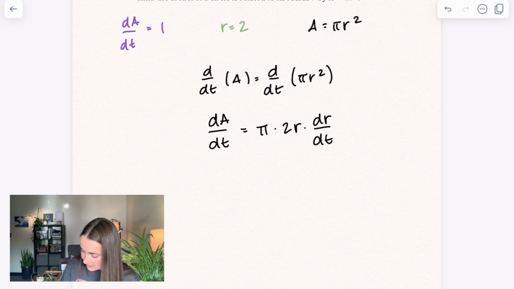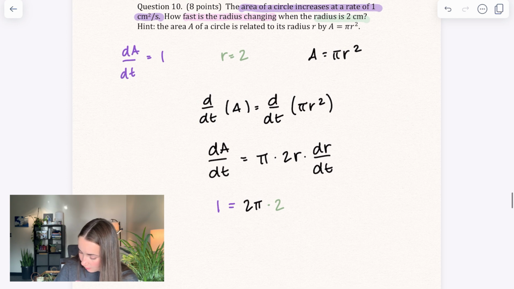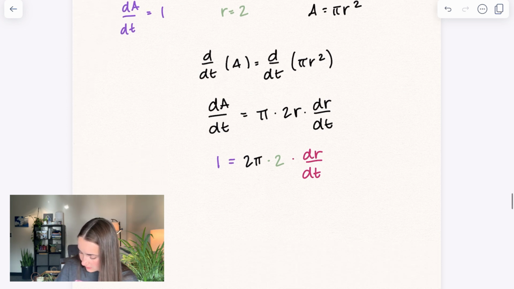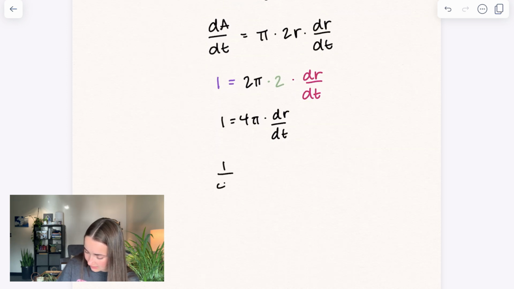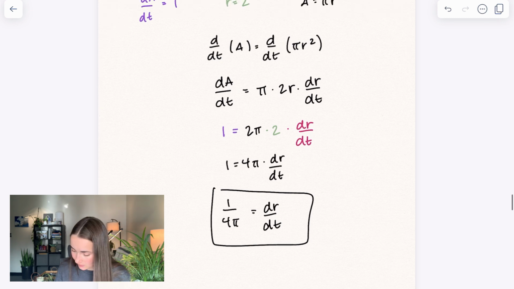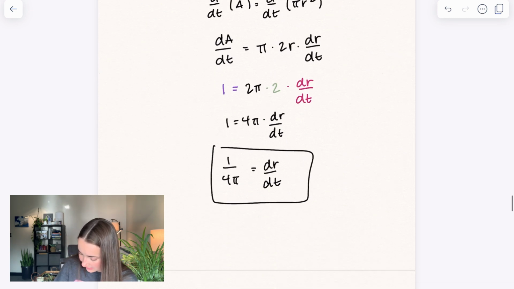So let's go ahead and fill in what we know. We know dA/dt is equal to 1. And that pi stays the same, or you can rewrite that as 2 pi. And we have that the radius was equal to 2. And then we wanted to find, and we can look back at the question, how fast the radius is changing. So dr/dt. So let's go ahead and solve for that. First, we can go ahead and multiply 2 by 2. And then we can go ahead and divide it over, or you could have done that all together in the next step. Depending on your professor, you might need units, and so in this case, it's going to be centimeters per second. And there we have our solution.